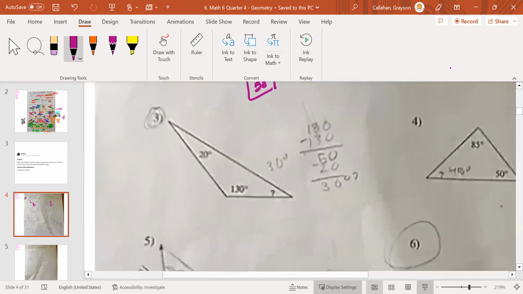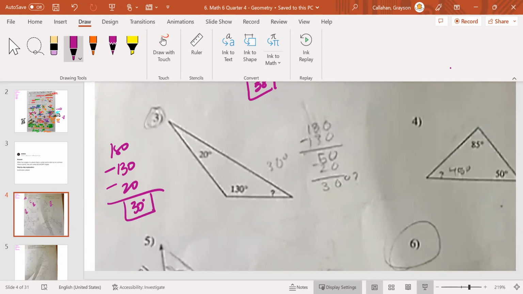Okay, number 3. What are the two numbers to subtract? Look at question number 3. What are the two angles that you have? They give you two angles. What are the two angles given to you? 20 and what's the other one?